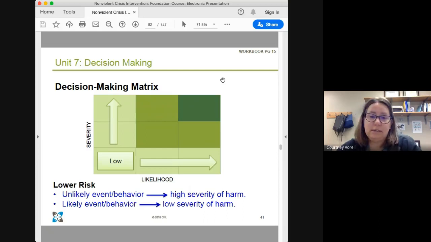So what we're seeing is the likelihood of an event or behavior, if that is very likely to happen, but it has a low severity of harm. So we know it's going to happen, but even if it does, it's not going to be so bad. That is going to be another low risk event.